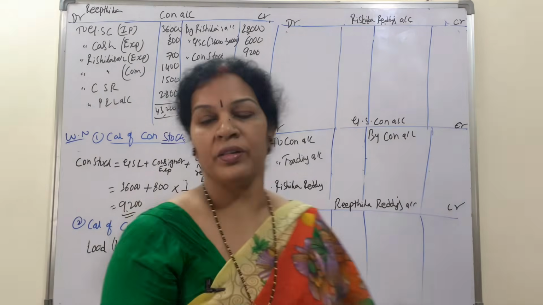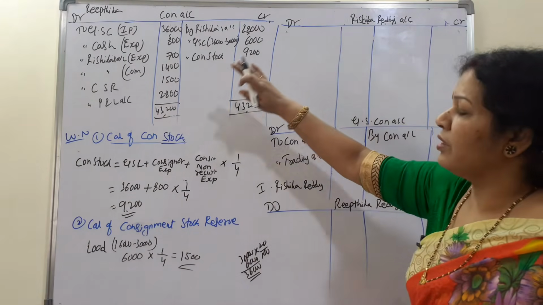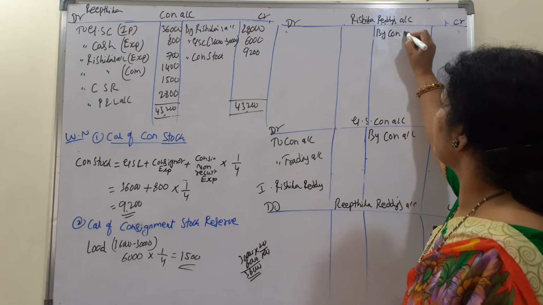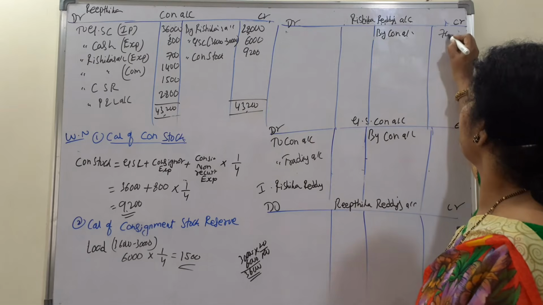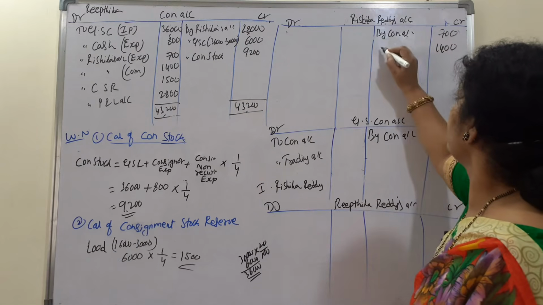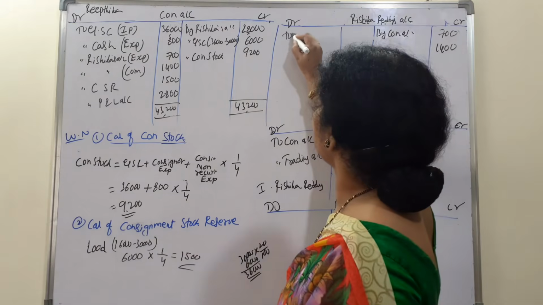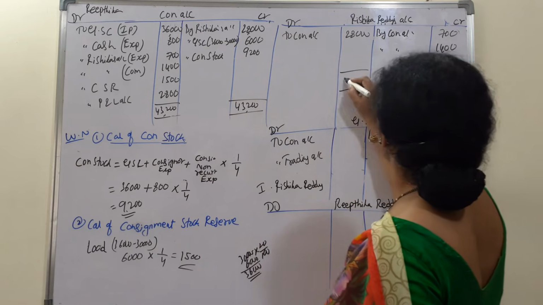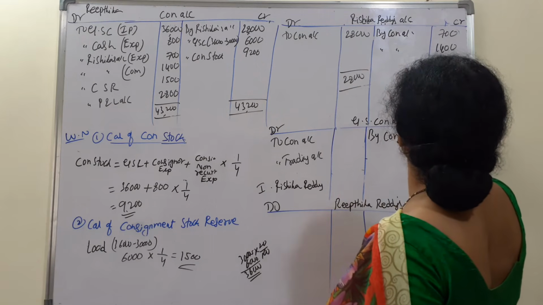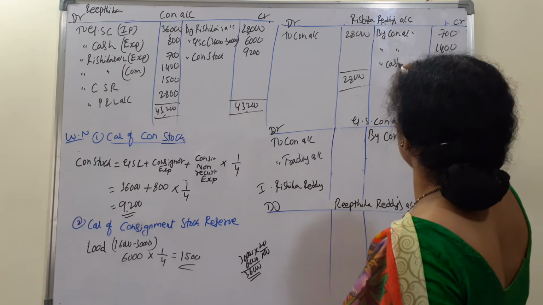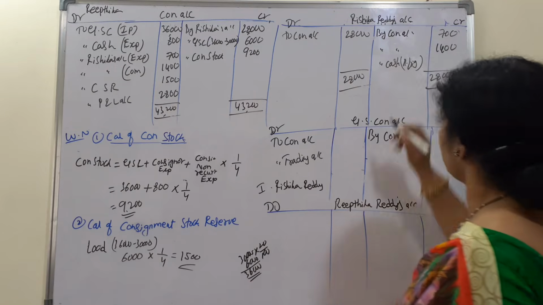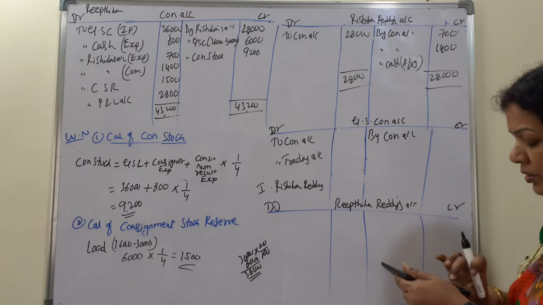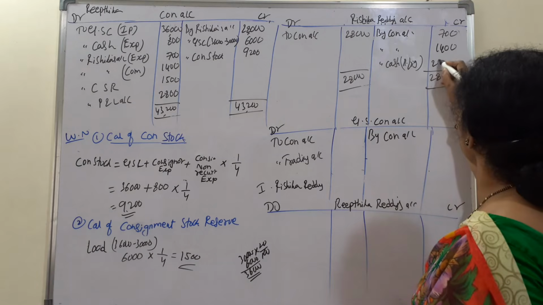After this, we'll go for the consignee's account. The consignee is Rishika. Advance entry is not there, so directly debit to credit. We'll write by consignment account, debit side 700 and also 1,400, and on the credit side to consignment account 28,000. 28,000 minus 2,100, that is the cash balancing figure. 28,000 minus 2,100 is 25,900.